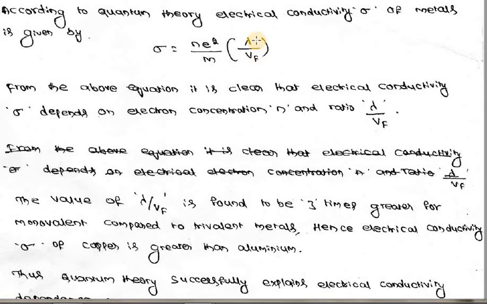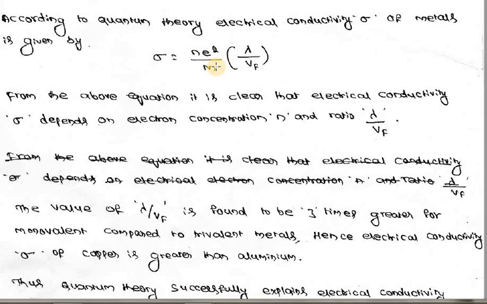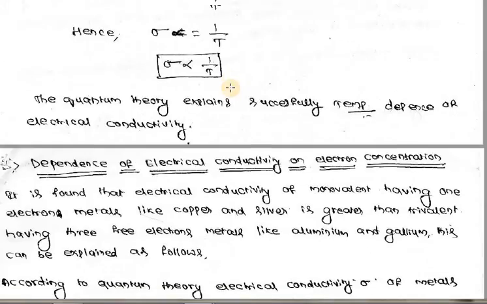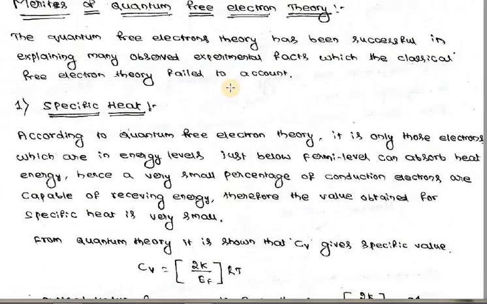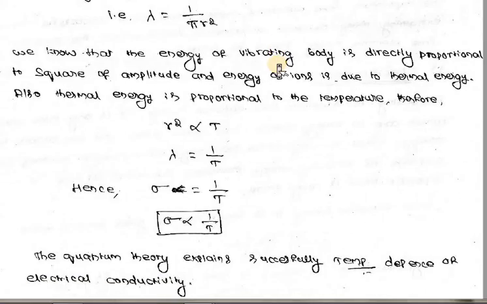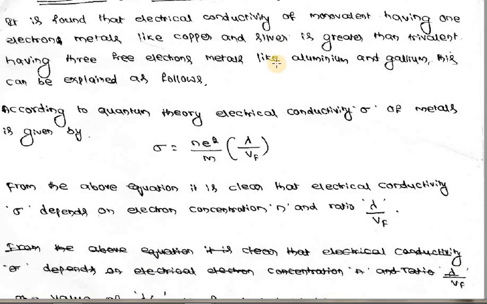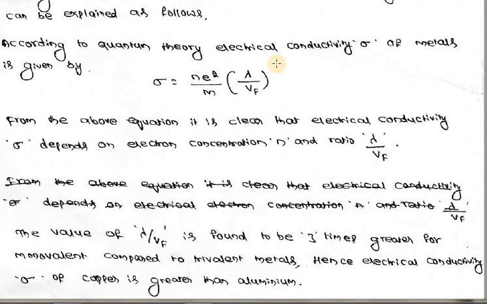So not only this ratio, even m plays a very important role. So hence it successfully explained the concept of electron concentration. Here they have introduced the parameters lambda by Vf as well as effective mass. So in this way, quantum theory successfully explained all three concepts, that is, specific heat at constant volume, temperature dependence of electrical conductivity, and the last one, dependence of electrical conductivity on electron concentration. I hope you understood. Thank you. Thank you very much.